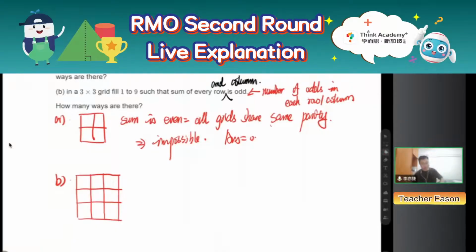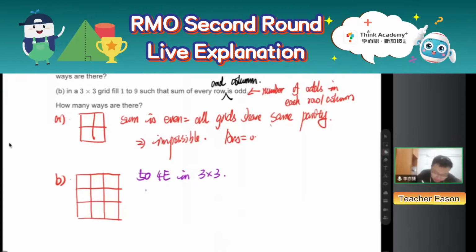So now how to write the number down? Instead of finding the number distribution, we just say this: we have 5 odd, 4 even in this 3 times 3. So where do we put odd and where do we put even? We must ensure each row and column has an odd number of odd numbers. So now we count by row, because we have fewer even numbers.